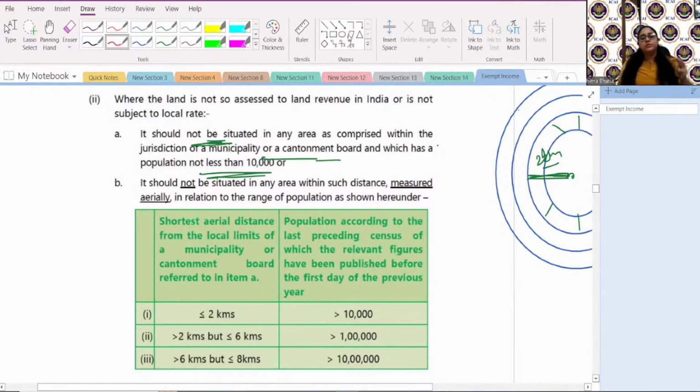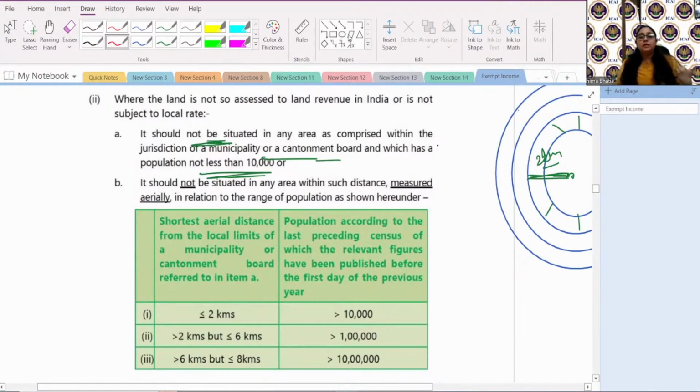Farm building should be situated within the immediate vicinity of the land. The land should not be situated in a cantonment board with a population of 10,000 or more. If it is situated, then the farm building in that land would not qualify as agricultural income. If the land is situated in a cantonment board with a population of more than 10,000, then 2 kilometers tak ka land from that cantonment board disqualifies, or the farm building in that land disqualifies to be an agricultural income.